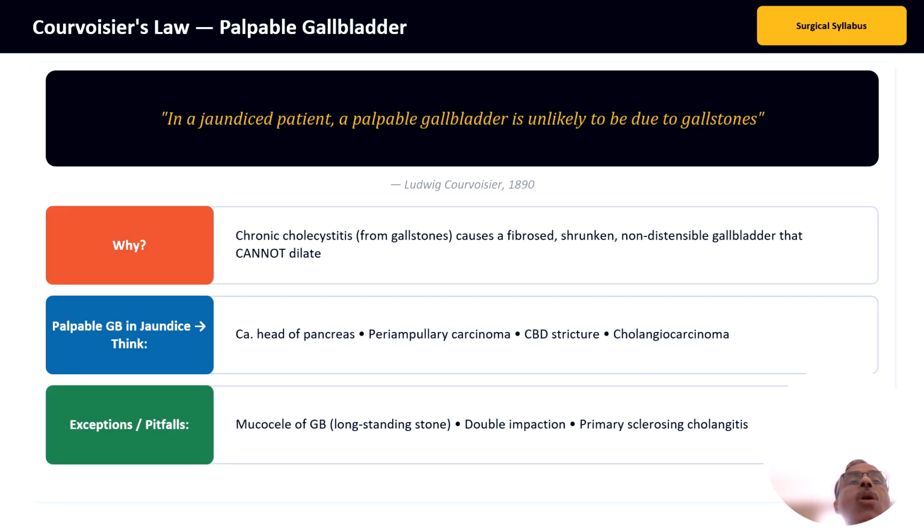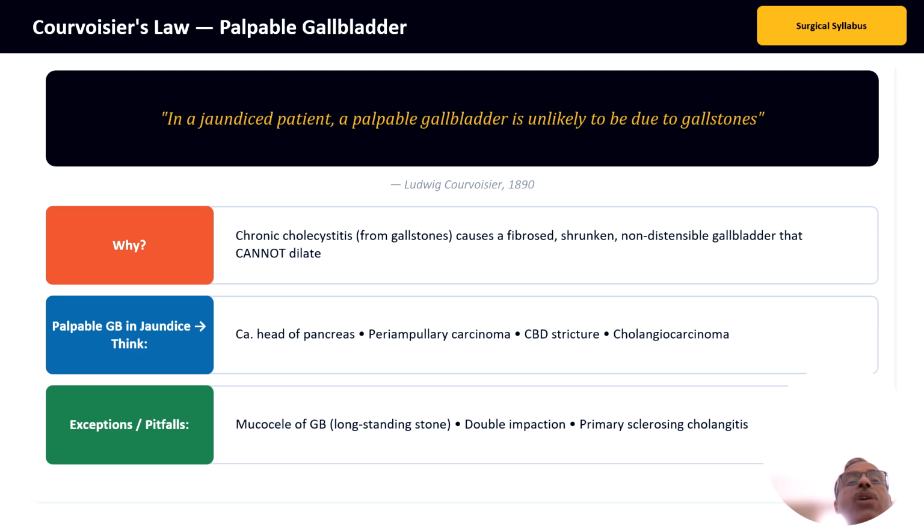Then we have Courvoisier's law, which is very classically seen in obstructive jaundice. It is a negative statement, remember, and it was described by Ludwig Courvoisier in 1890. The classical Courvoisier's law states that in a jaundiced patient, a palpable gallbladder is unlikely to be due to gallstones. This is a classical statement, it's a negative statement, and that is how it should be told, Courvoisier's law. In a jaundiced patient, a palpable gallbladder is unlikely to be due to gallstones.